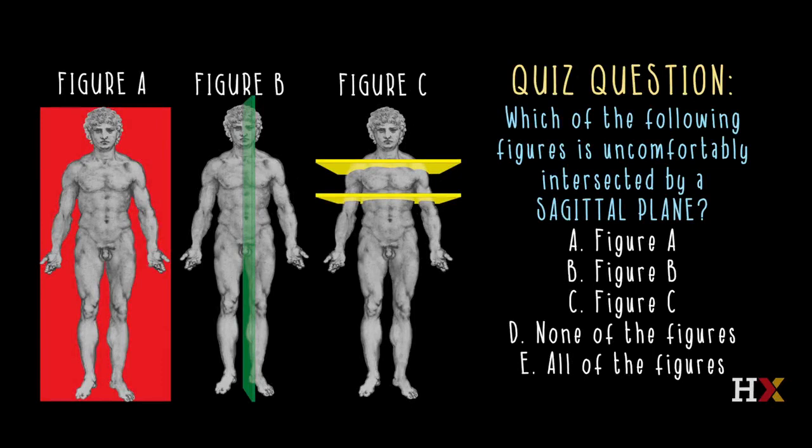So the correct answer for this question is B. It's only figure B intersected by a sagittal plane. The first figure is a coronal plane, and two axial planes are intersecting the second figure. This will be important when we look at how tissues are sectioned to make them into slides.